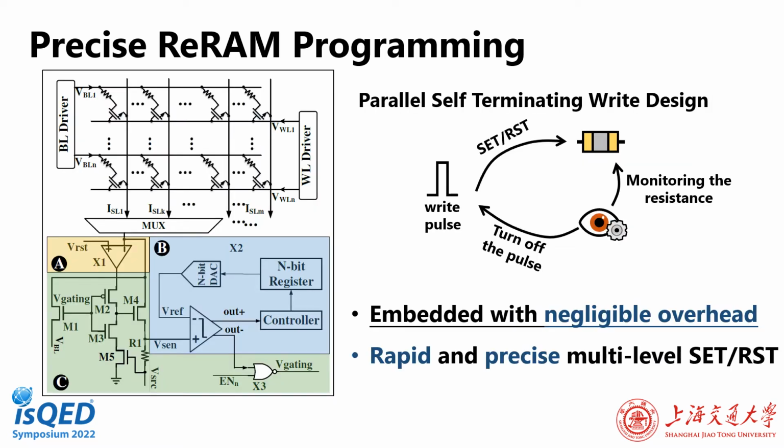We propose a parallel self-terminating write circuit as shown in this figure. It is embedded into the ReRAM-based processing in memory accelerator. That means the area-hungry components, like the ADC, are reused to reduce the overhead, and thus our circuit is actually with negligible overhead. More explicitly, the area is optimized up to 5 times of reduction. Furthermore, our implementation boosts the feedback speed by 2 times, which is very helpful to improve the programming accuracy.